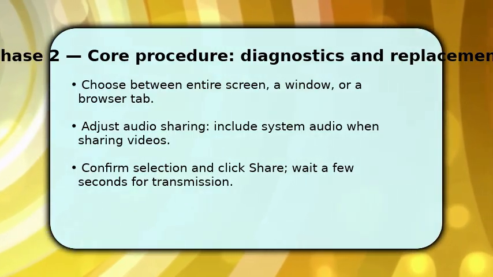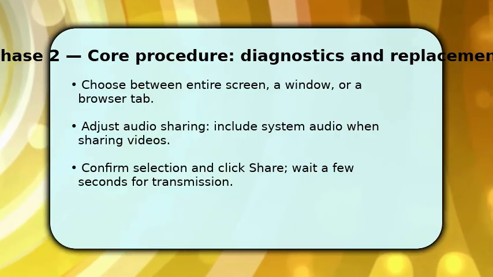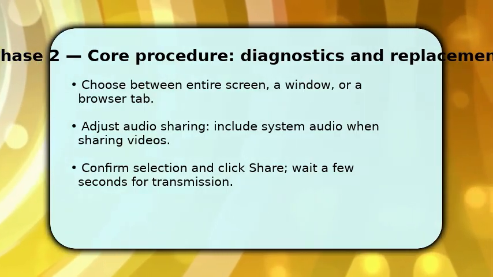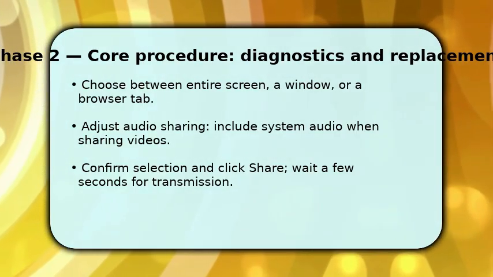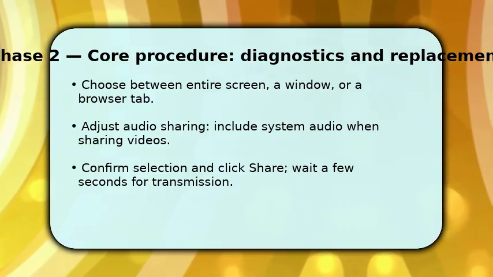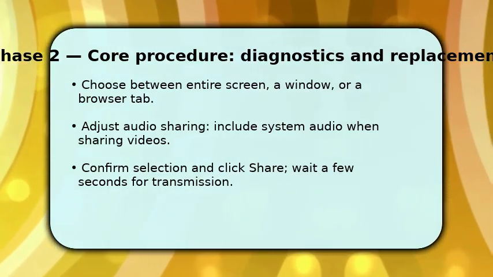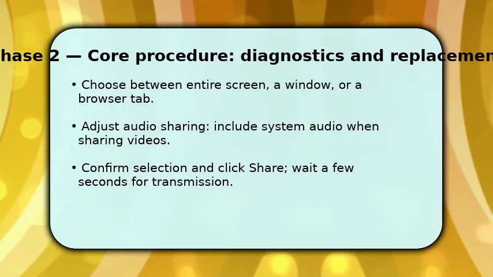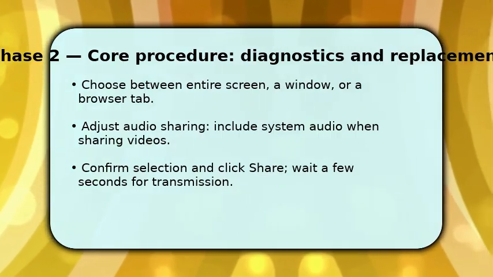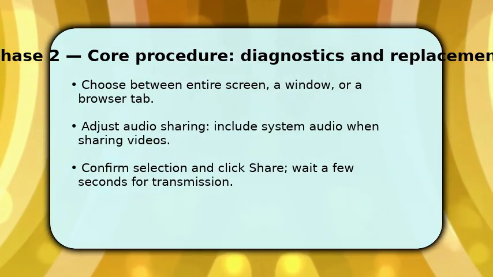If you need sound, toggle the option to include system audio, otherwise viewers won't hear your video. Once you confirm and click share, Messenger creates a live stream of that selection. You'll usually see a red border or preview indicating what's visible. Keep an eye on performance and close background apps to reduce lag.